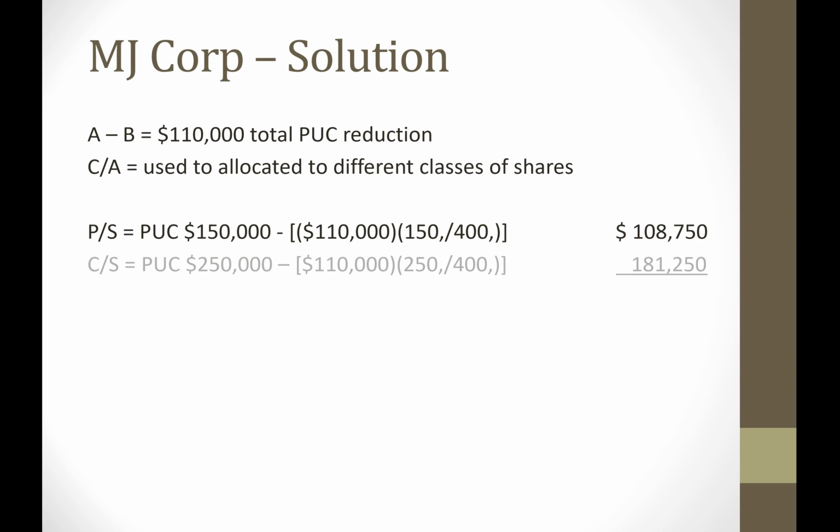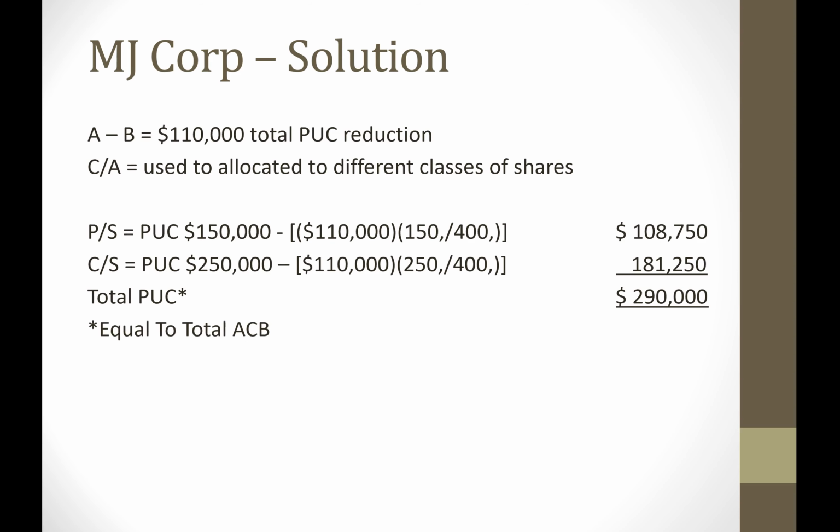Let's do the same for the common shares. Again, working through the calculation, the PUC of the common shares will now be 181,250. Now let's look at the total PUC. The total PUC is going to be 290,000. And so once again, remember we said the total PUC before the reduction was 400,000 minus the reduction of 110. So the total PUC combined for both the preferred and common shares will equal 290.